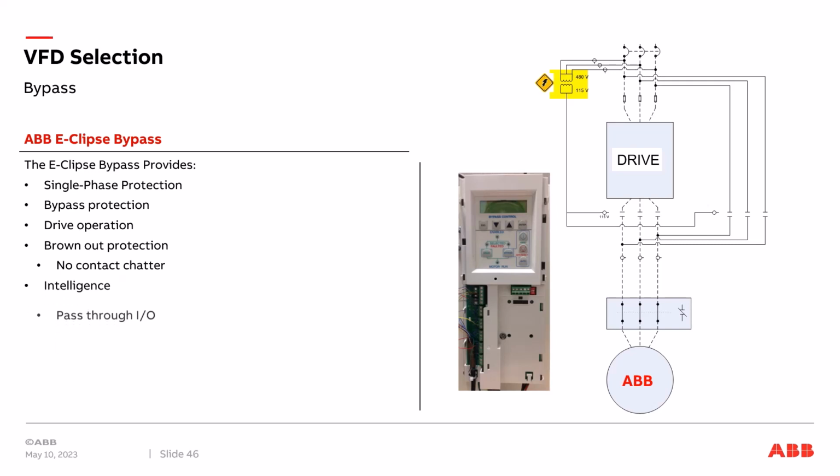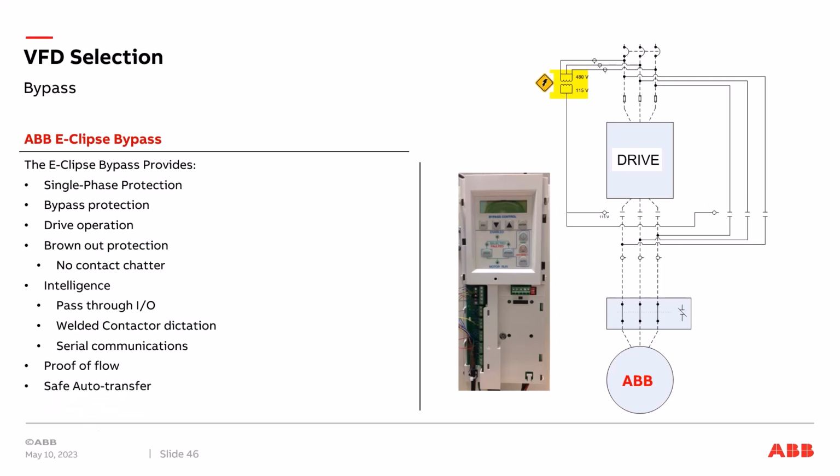It has intelligence, so it has pass-through I/O. So what's pass-through I/O? The drive and the bypass have the ability that if you have a communication system, and let's say you're not using a digital input or an analog input, you can send information to those inputs and pass it up through your building management system. That's what pass-through I/O is. It has welded contactor detection and serial communications that are built right into the bypass. So if the drive fails in bypass mode, you still can communicate with your system. And proof of flow. It can tell you in the bypass mode if the motor is actually spinning.